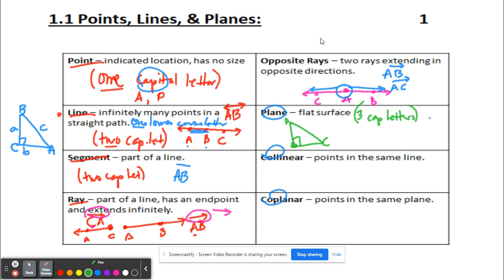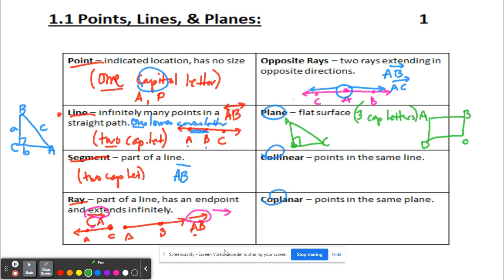Okay, so let's say I had a square shape. That's now a rectangle. We'll call it A, B, C, and D. I can name this with any 3 letters. I could say ABC, BCD, CDA, DAB, BAD. I can pick any 3 letters to name this plane. So that's what a plane is, a flat surface. A wall, like in your classroom, would be a plane. The ceiling would be a plane. We're going to look at an example like that on the next slide.